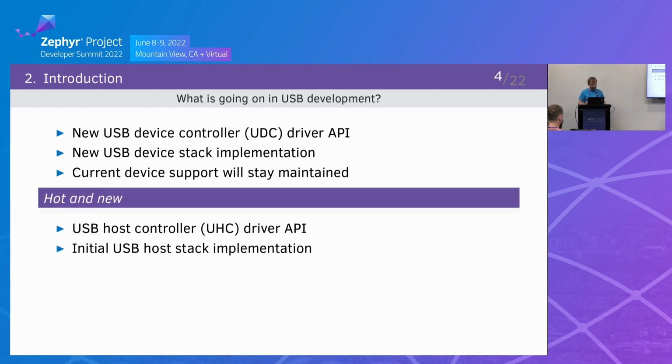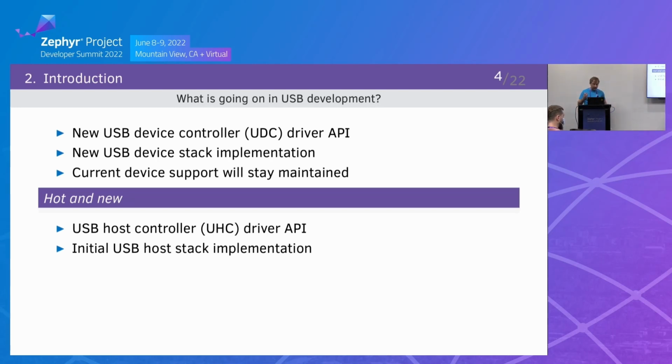So what's going on in USB development in Zephyr? We will have a new USB device controller driver API. We will have a new device USB stack, and the current device support will stay maintained until we have moved everything to the new one. That means we have to port all the drivers to the new UDC API and all the classes we support to the new device stack.